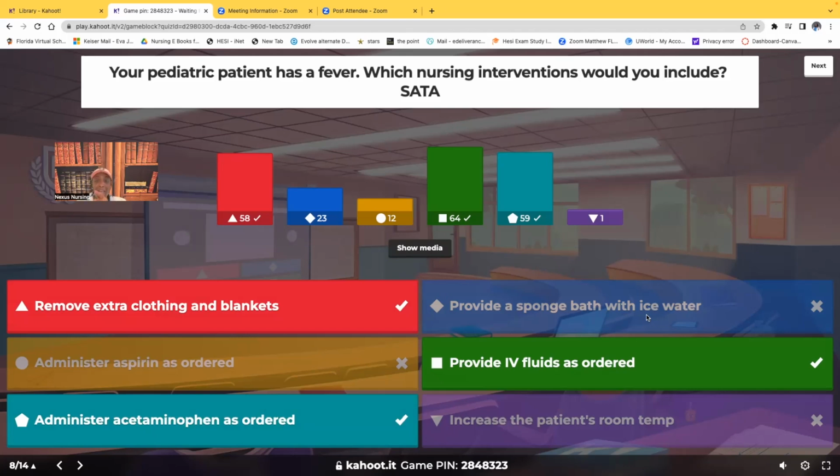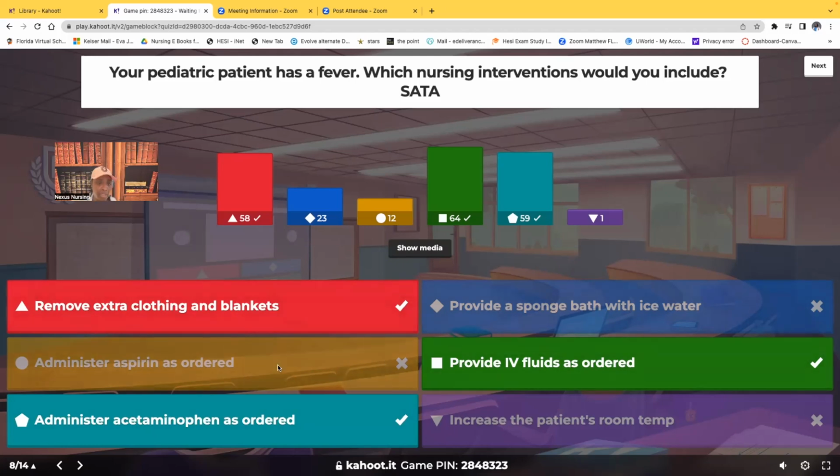Don't choose it. I put this on purpose. Why? Because I know the minute you saw provide a sponge bath, you jumped on it. You're like, yes, but look, it said ice water. With what? Lukewarm water, not ice. Next, what are we not going to do?